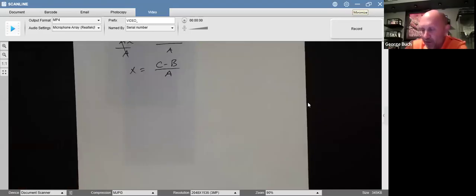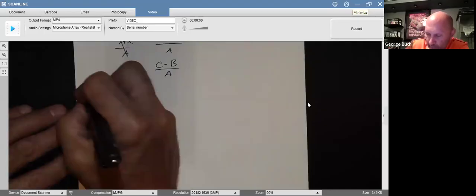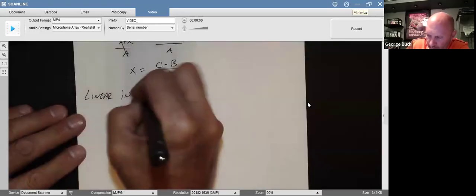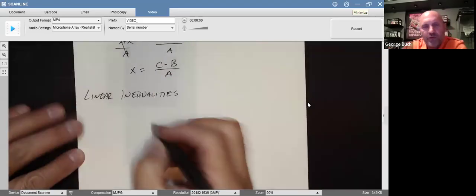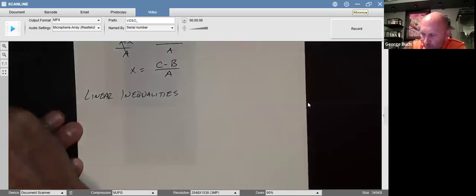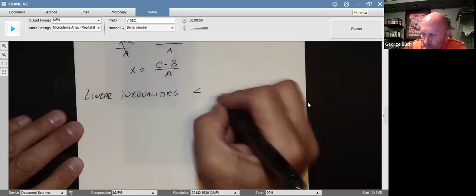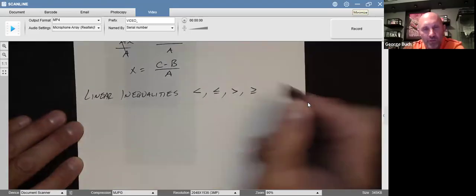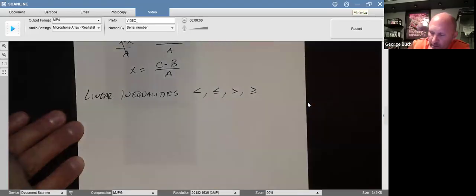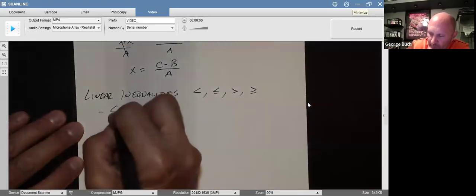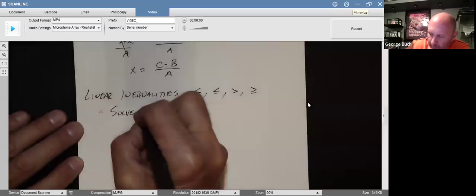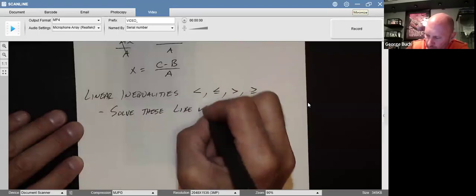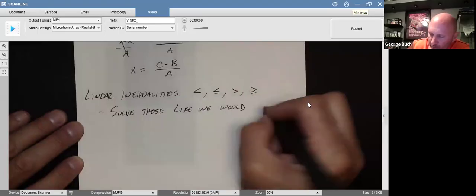Okay, so linear inequalities. An inequality is our less than symbol, less than or equal, greater than, or greater than or equal symbols. And so we solve these like we would a linear equation.